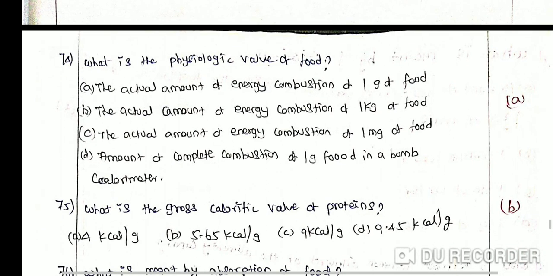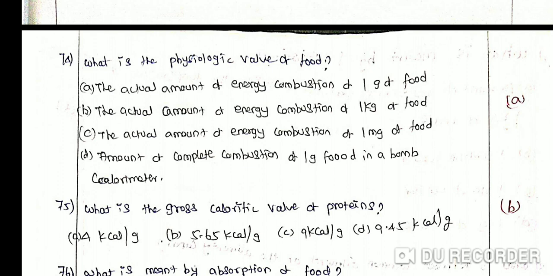What is the physiological value of food? Option A, the actual amount of energy combustion of 1 gram of food. Option B, the amount of energy combustion of 1 kilogram of food. Option C, the actual amount of energy combustion of 1 milligram of food. Option D, amount of complete combustion of 1 gram food in a bomb calorimeter. The correct answer is option A, the actual amount of energy combustion of 1 gram of food.